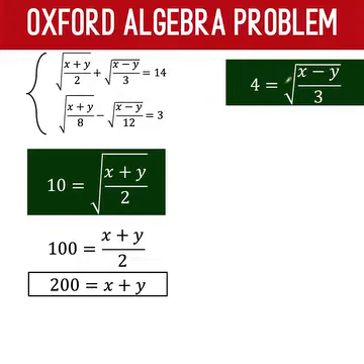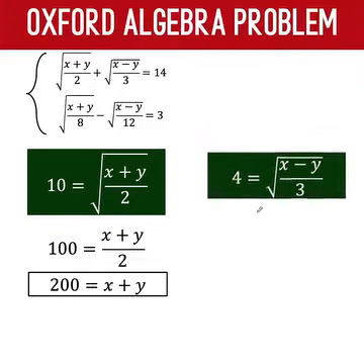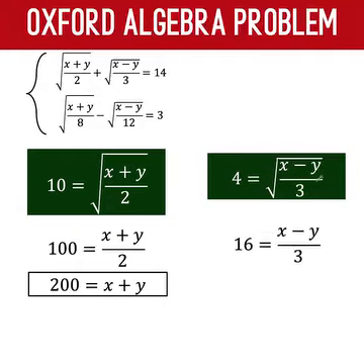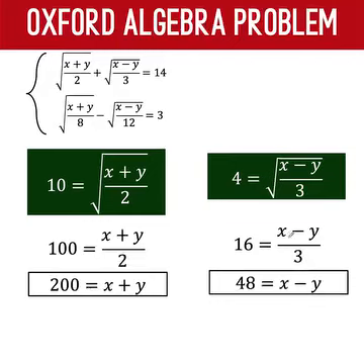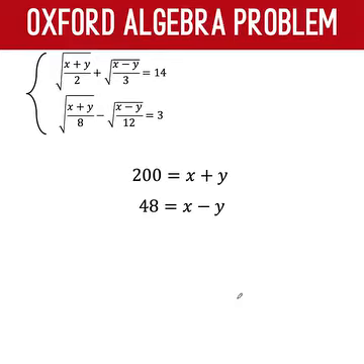Let's put this second equation back to our working area. We square both sides, this becomes 16, but by squaring the right side, we will eliminate the square root symbol. And so we have 16 equals the radicand (x minus y) over 3, and multiply both sides by 3 to get 48 at the left side, and at the right side what's left is x minus y. Again, we have here a system of equations in two unknowns that we can solve by the elimination method.